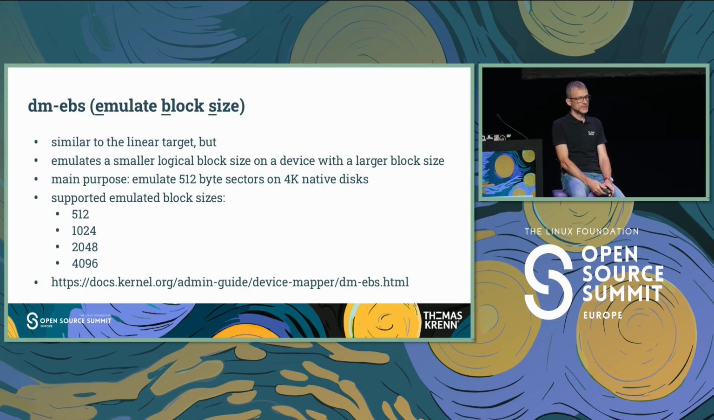Another target, emulate block size, EBS. It's very similar to the linear target, but it emulates a smaller block size when you're having a larger device, like a 4K native disk. This is helpful when you have, for example, applications or file systems that you want to have using 512 byte block sizes. You can do this with that target.